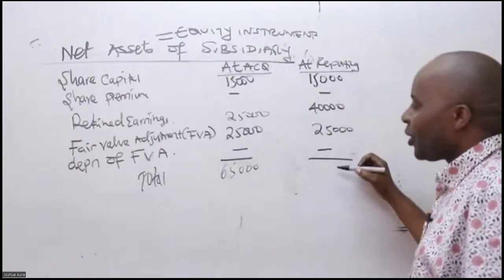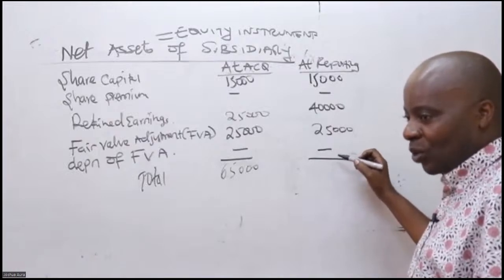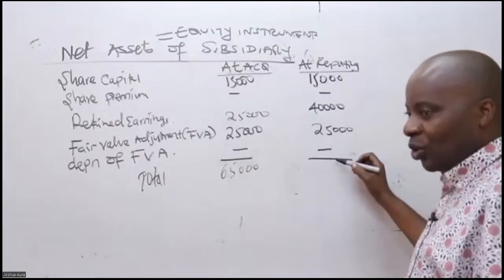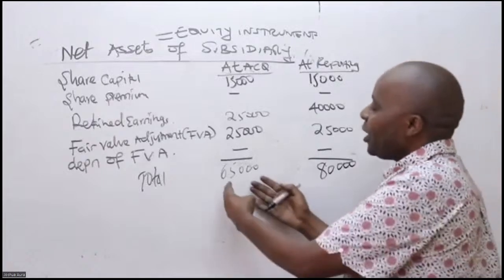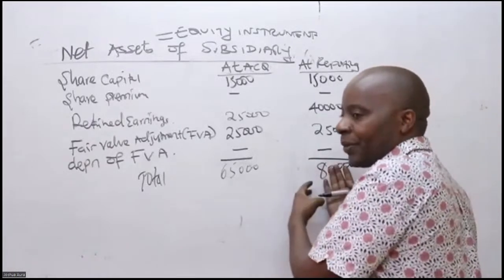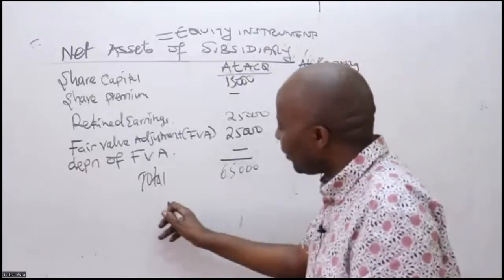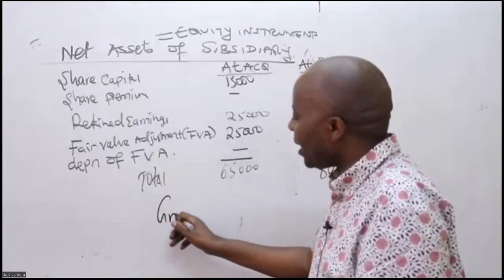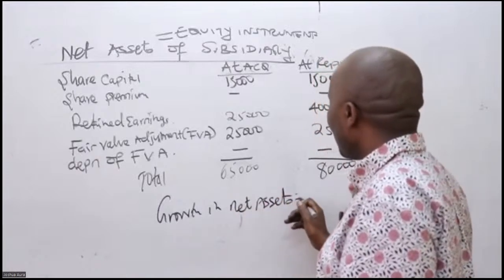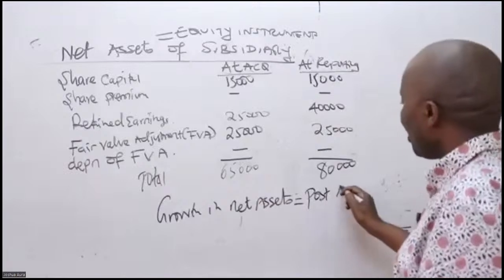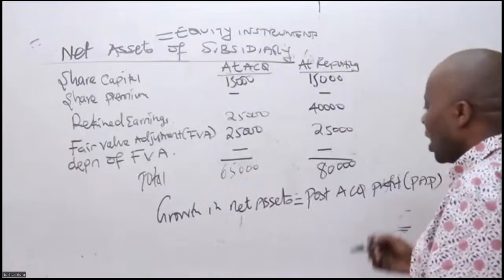65,000. How about at reporting? At reporting, what do we have? 80,000. Now, from acquisition to reporting, I can see there is growth. So in this case, I'll give them the growth. The growth in net assets is what we call the post-acquisition profit, which is our PAP.